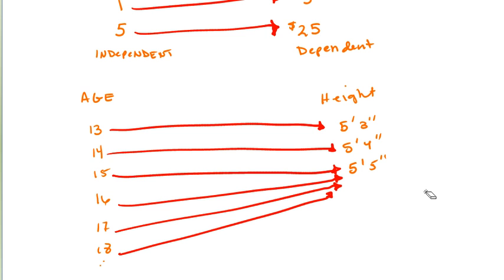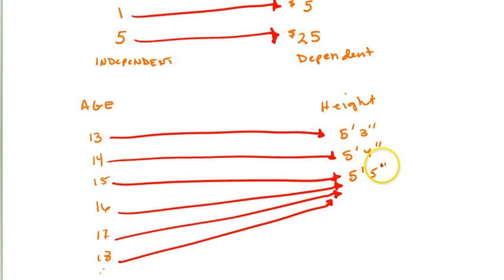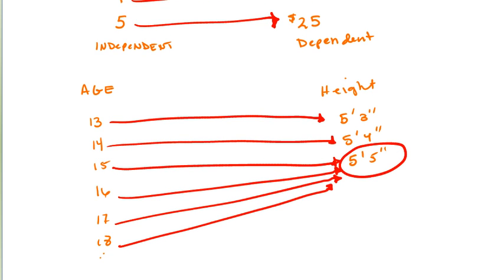So for every input, I have exactly one output. Now you'll notice one of my outputs has more than one input, but that's all right. I know that if I say the number 17 for age, I'm always going to get the response 5 foot 5 inches. So that's what makes it a function. If I put in the age 18, I'm always only ever going to get 5 foot 5 inches. So that makes it a function.